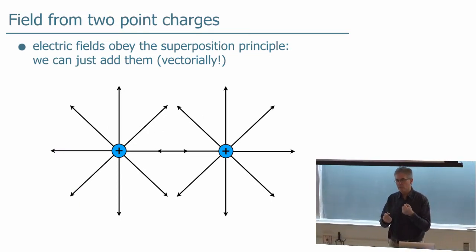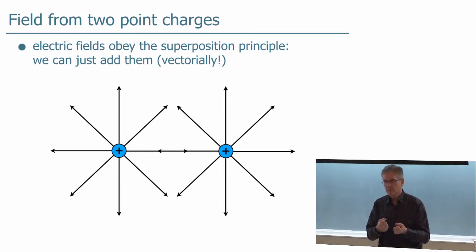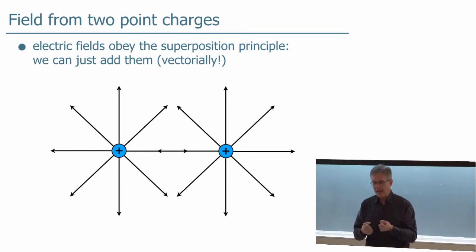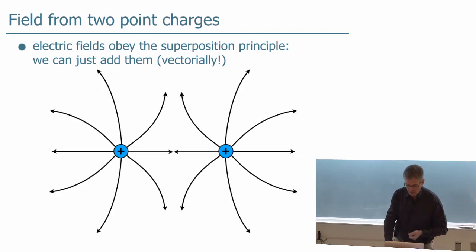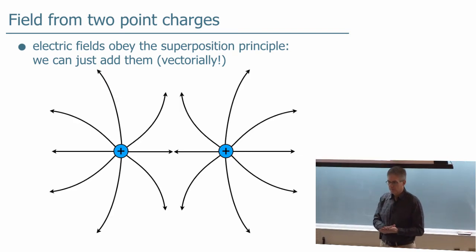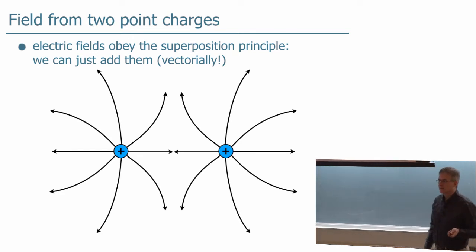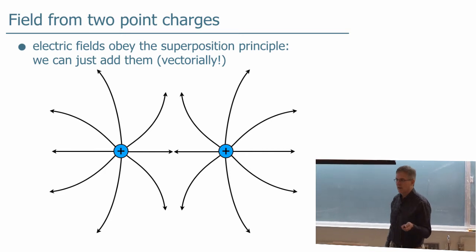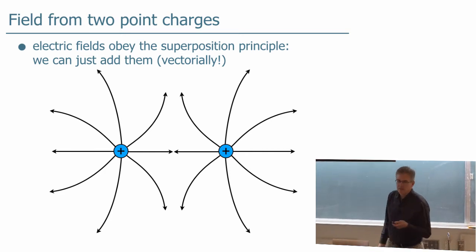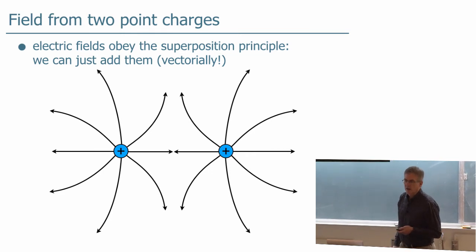Okay, so when you have two vector fields, the superposition principle says you can just add them vectorially together, and you get this. It's like the field lines are pushing each other away, almost. But really, this just results from adding together the magnitudes and directions of the electric fields. So let's talk about some of the special points on this diagram.